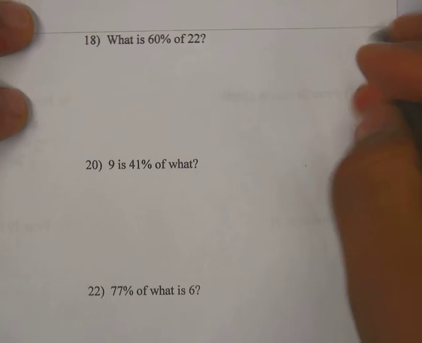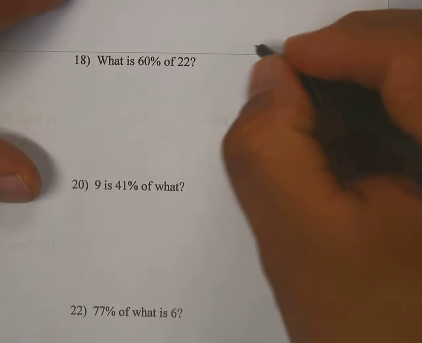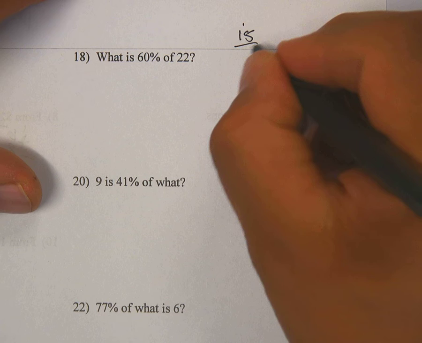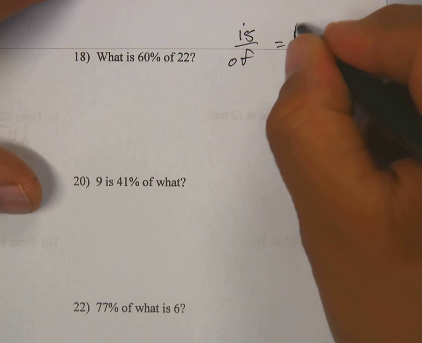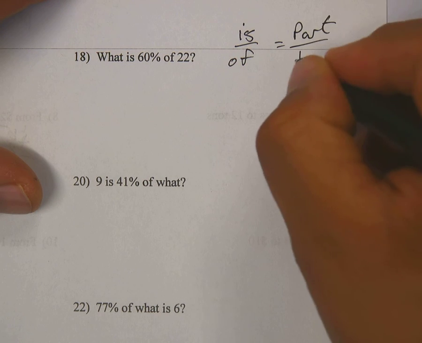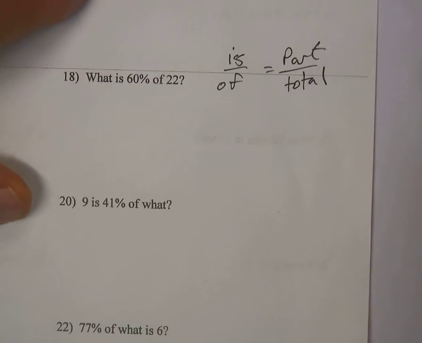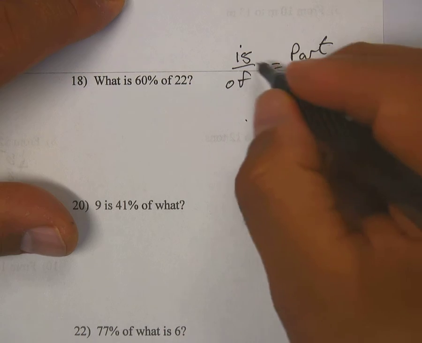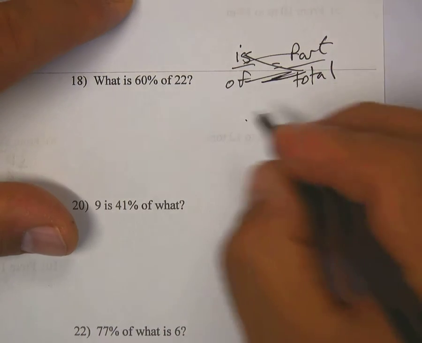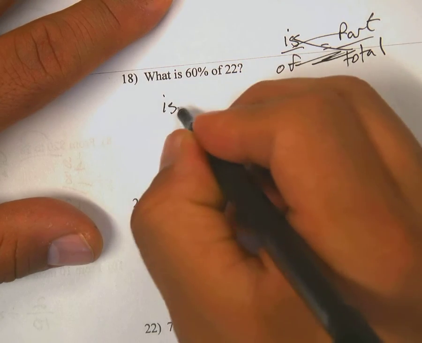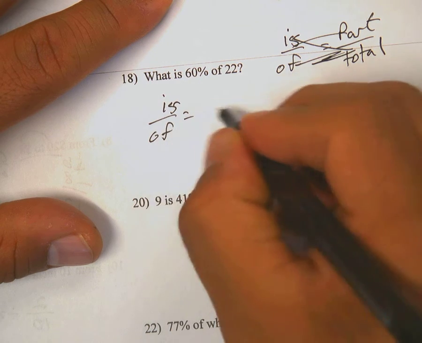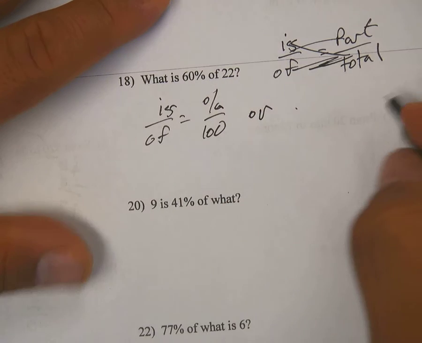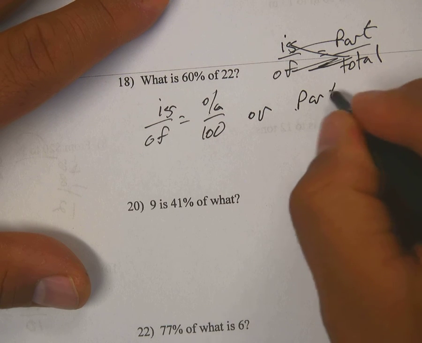I'll do a few of these. Now this is where you're going to use the equation is over of equals part over total. Okay? Of course, remember, this is the same thing as, I'm sorry, look, I already made a mistake. Not this one. It's is over of equals percent over 100, which is the same thing as saying part over total.